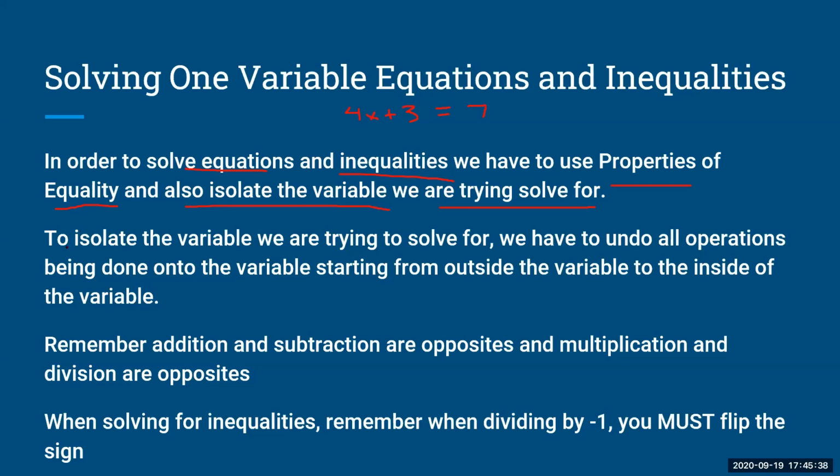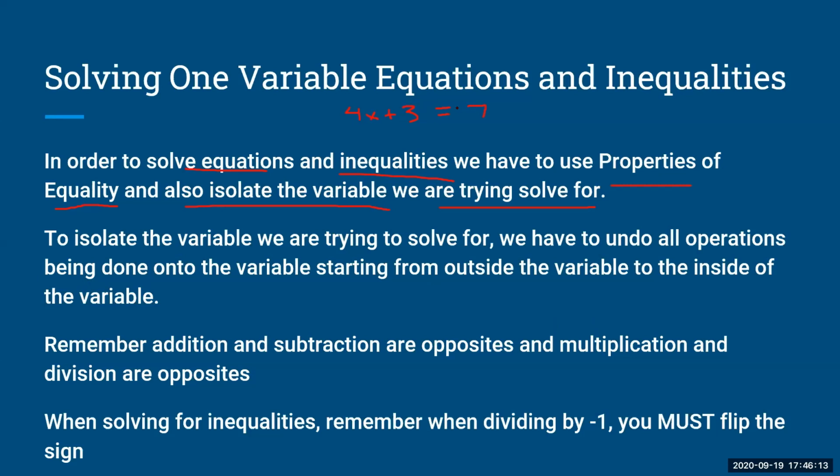Don't worry. So in order to isolate a variable we're trying to solve for, you have to undo all the operations. Yeah, exactly. See, no one's ever heard of properties of equality. They just say it, but then no one ever mentions it again. So don't worry about it. Okay, so where was I? To isolate the variable, you have to undo all the operations being done onto the variable, starting from the outside of the variable and going to the inside. And remember, addition and subtraction are opposites, and multiplication and division are opposites. So let's take an example.